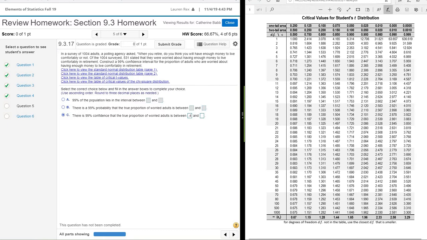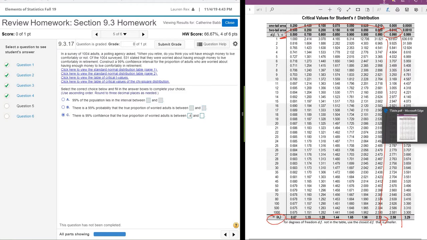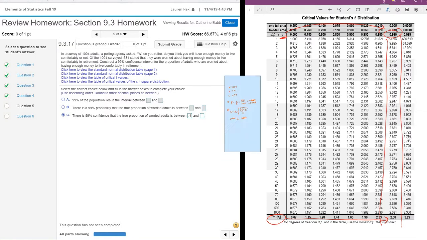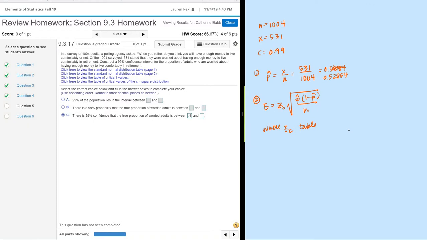Notice that in this table, the critical value of z happens at the very last row, and our level of confidence is 99%. So C is 99%. That's this column. And the z critical row says that critical value is 2.58. So here, 2.58.